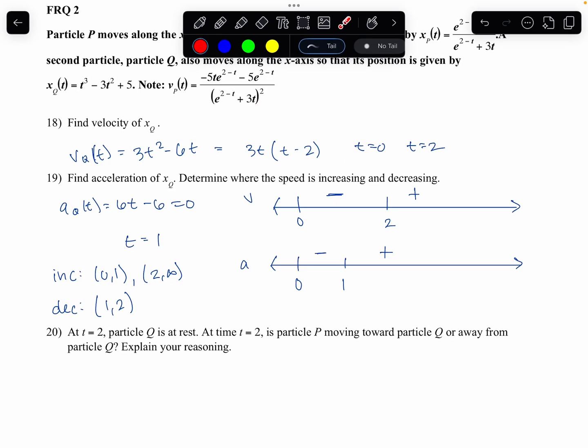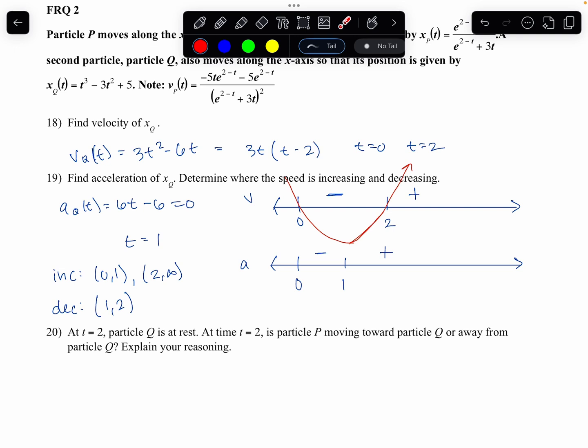Let me show that here. So the graph looks like this. This is the graph of velocity. If this is the velocity curve, you can see that acceleration is negative here because that's when the velocity slope is negative. So the slope of our velocity is negative here, hence that's why acceleration is negative there. And you can see that velocity is positive here.